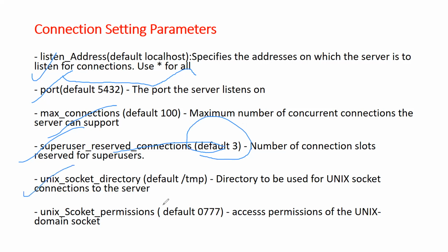Unix socket directory default is temp. It is the directory to be used for Unix socket connections to the server, for all kinds of networking information. If you want to build a different temp directory, you can do that as well.